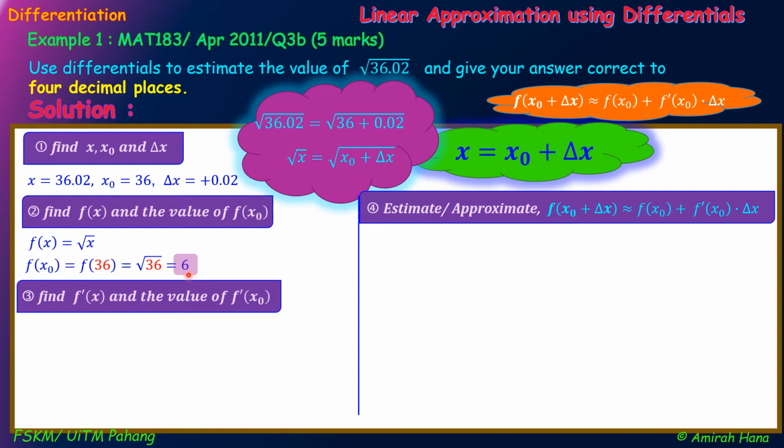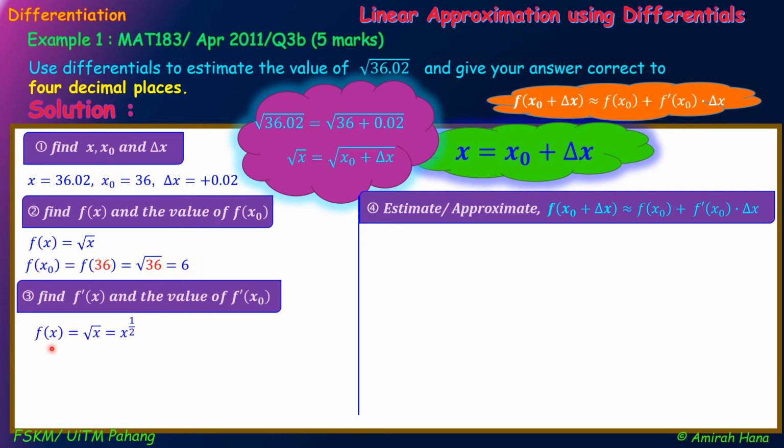So if we get 6 here, if we get a whole number for f(x₀), it means that we chose the best value for x₀. That means 36 is the best value. Right? Because when we substitute 36 into x₀, we get a whole number.